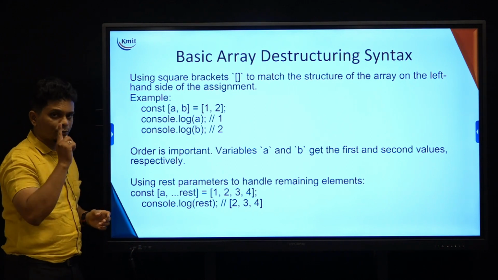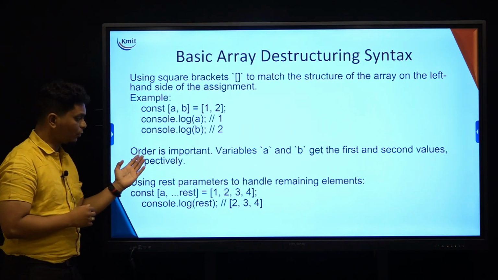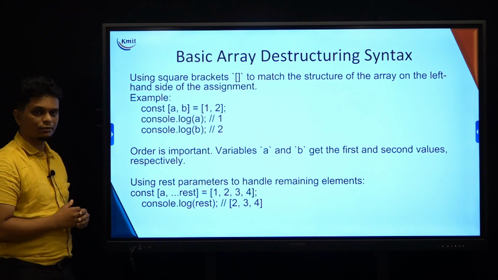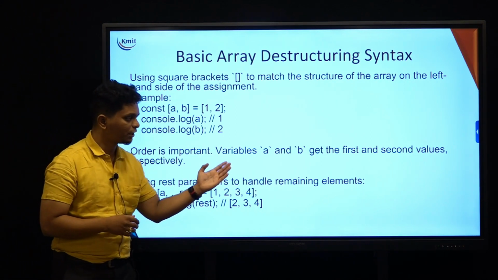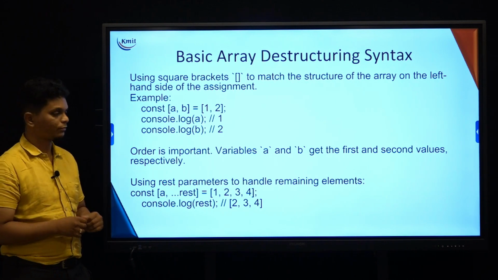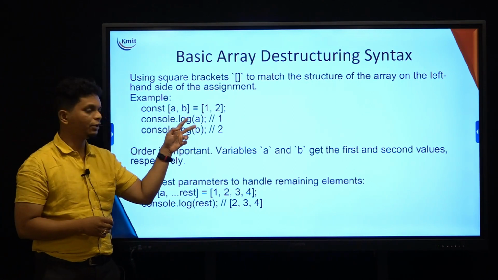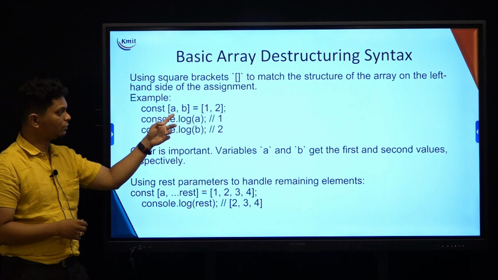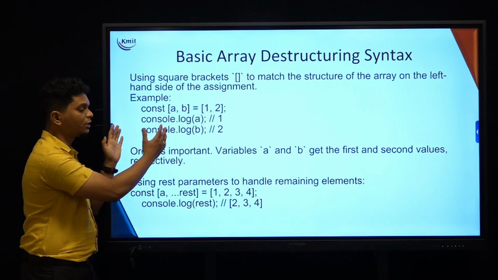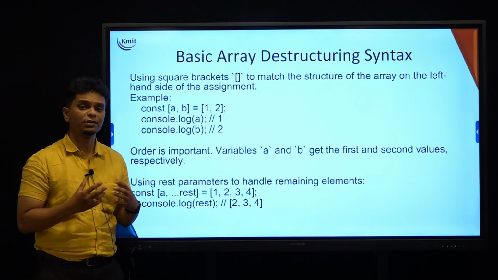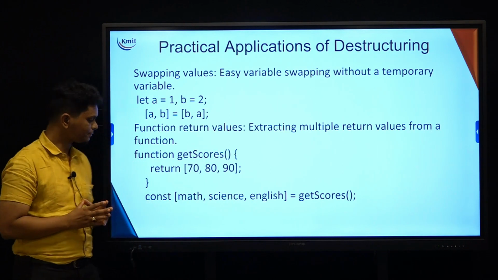Okay. There is one condition to destructuring, that is the order. The order is important. Variables A and B get first and second values respectively, and if we interchange the variables, still we will get 1 and 2, but technically that is a wrong or undesired output, isn't it?